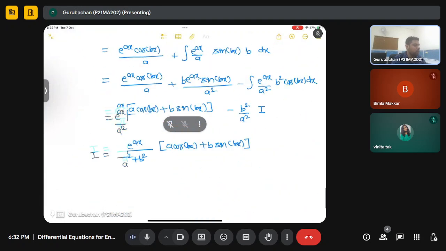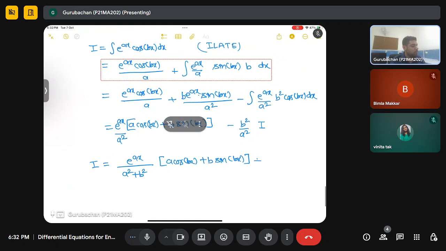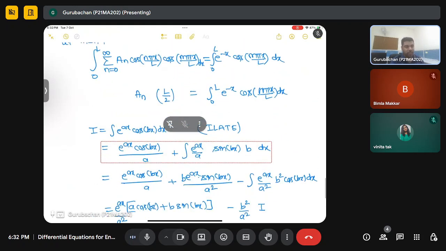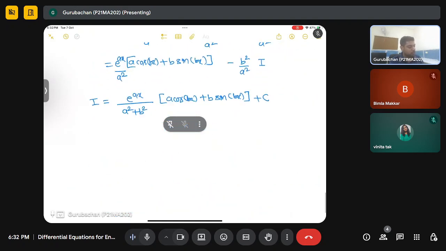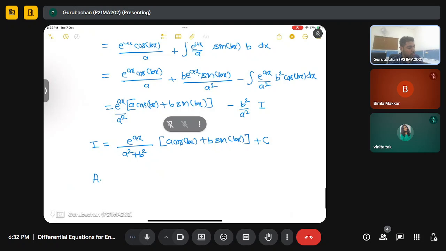So this is your integral plus some arbitrary constant. So we have found this indefinite integral, but here it is from 0 to L. So we just need to substitute the values, and here the value of a is -1 and the value of b is n pi by L. So use this, and a_n is equal to 2 by L.